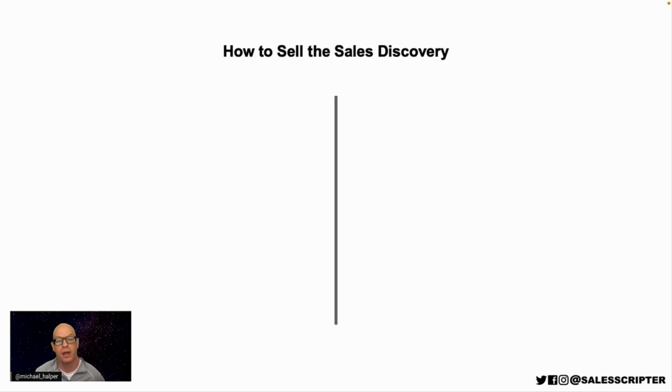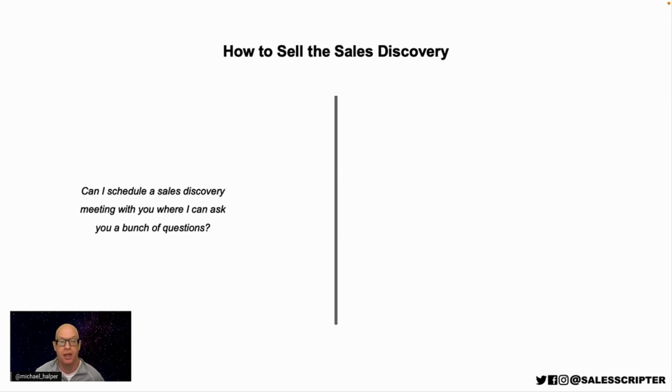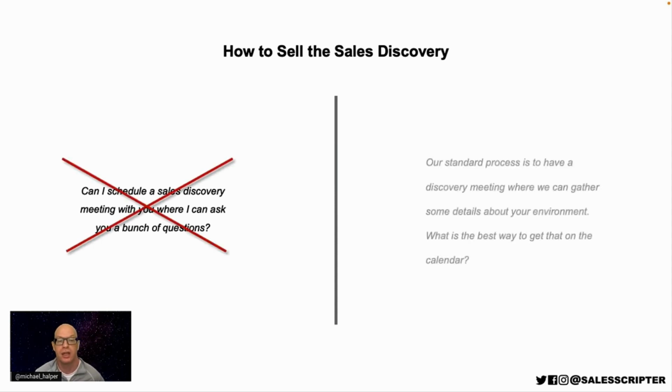Now, in the same way that at the end of the appointment you're trying to sell the explanation step, you actually probably need to sell the sales discovery. One way to not do that is to say, can I schedule a sales discovery meeting with you where I can ask you a bunch of questions, which is basically what you're trying to do. But you don't want to say that because that just is going to look like you're asking the prospect for more time. So don't say that.